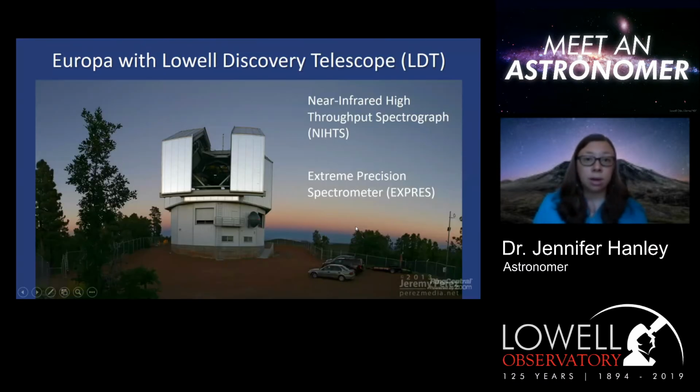This is something that I want to look into a little bit further, to see if we can pick out any temporal variations, and also look into different wavelength regions, and utilize some of the lab spectra that I've collected to look at Europa. So I'll be using the Lowell Discovery Telescope and the NIHTS and Express instruments, so that's near infrared and visible, or optical wavelengths, to look at Europa and see how it's changing and what we can figure out about it and its habitability.